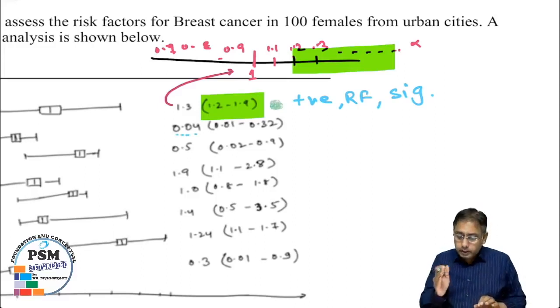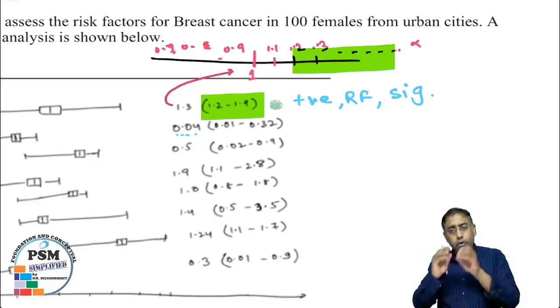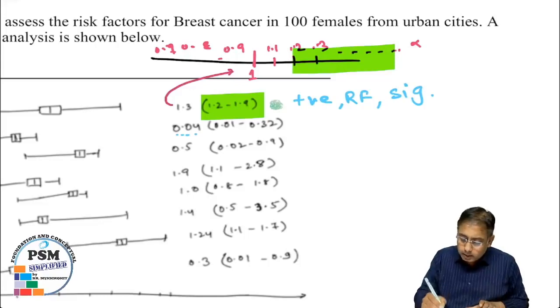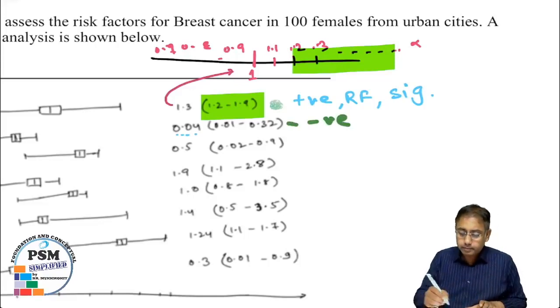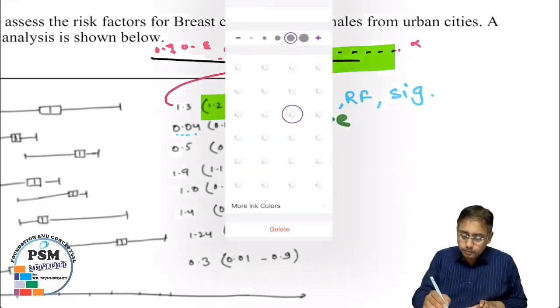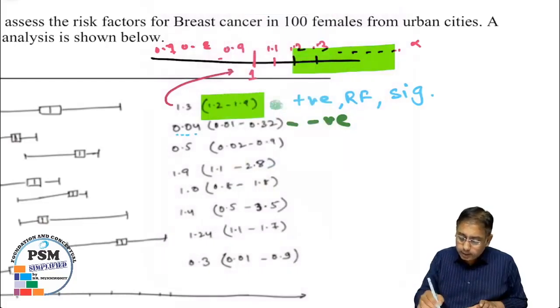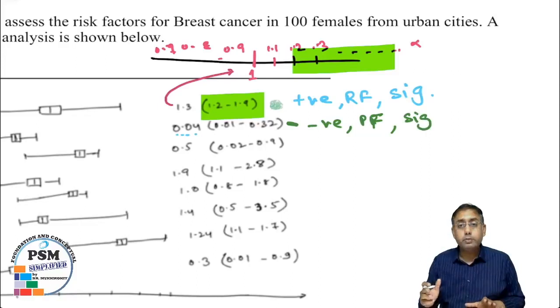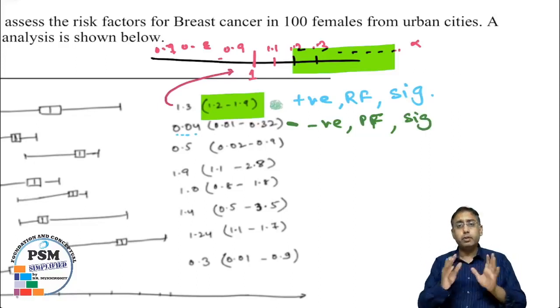It ranges from 0.01 to 0.32. It is all the time negative. The odds ratio, median odds ratio, is also negative. That means what? This is a negative risk factor. It is not a risk factor, it is a protective factor. And it is significant. Why? Because why do we say significant? It is negative all the time.